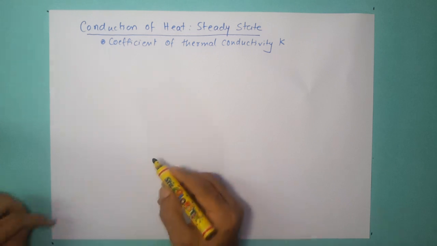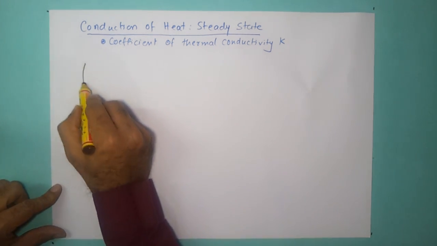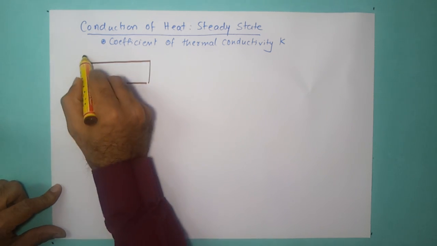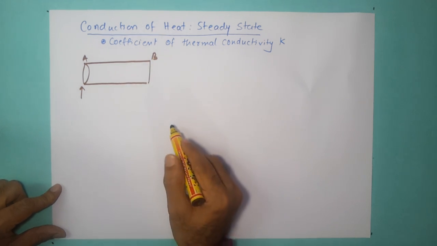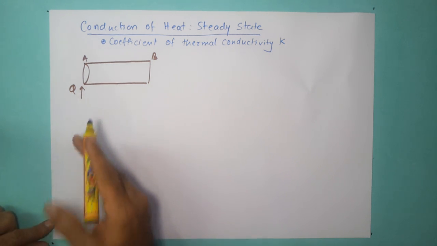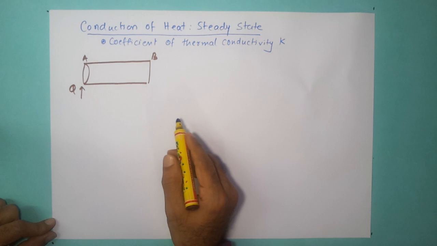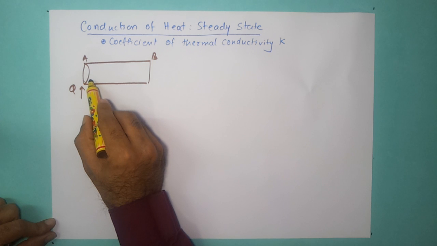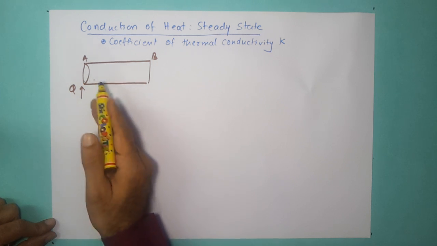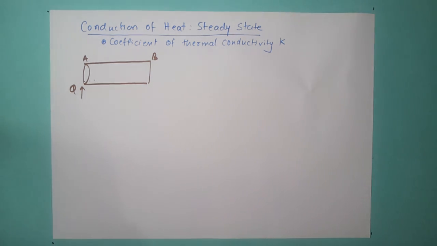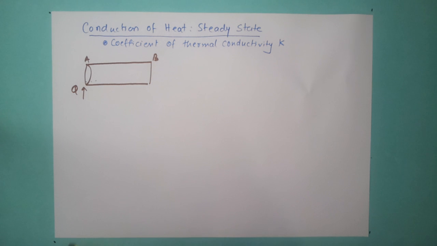So let us say we have a metal rod, and we are heating this end of the rod. Let us call this end A, and this is end B, and we're giving heat Q over here. So this end gets heated up, and as you know, heat transfer in conduction happens from particle to particle. The first particle will get heated up, it will pass on the heat to the particle next to it, and that in turn will pass on the heat to the next particle, and the process goes on till the entire rod gets heated up. That's how heat gets transferred in the process of conduction, which generally happens in solids.